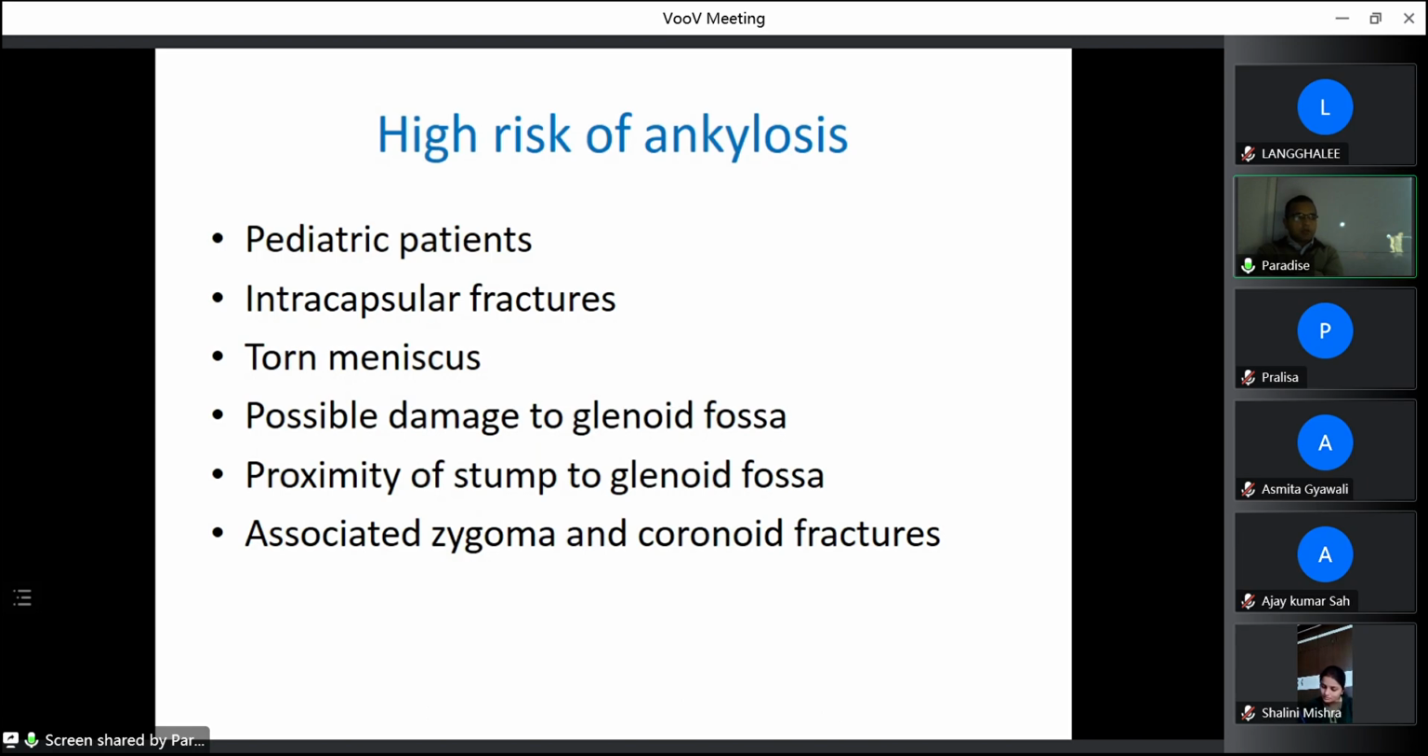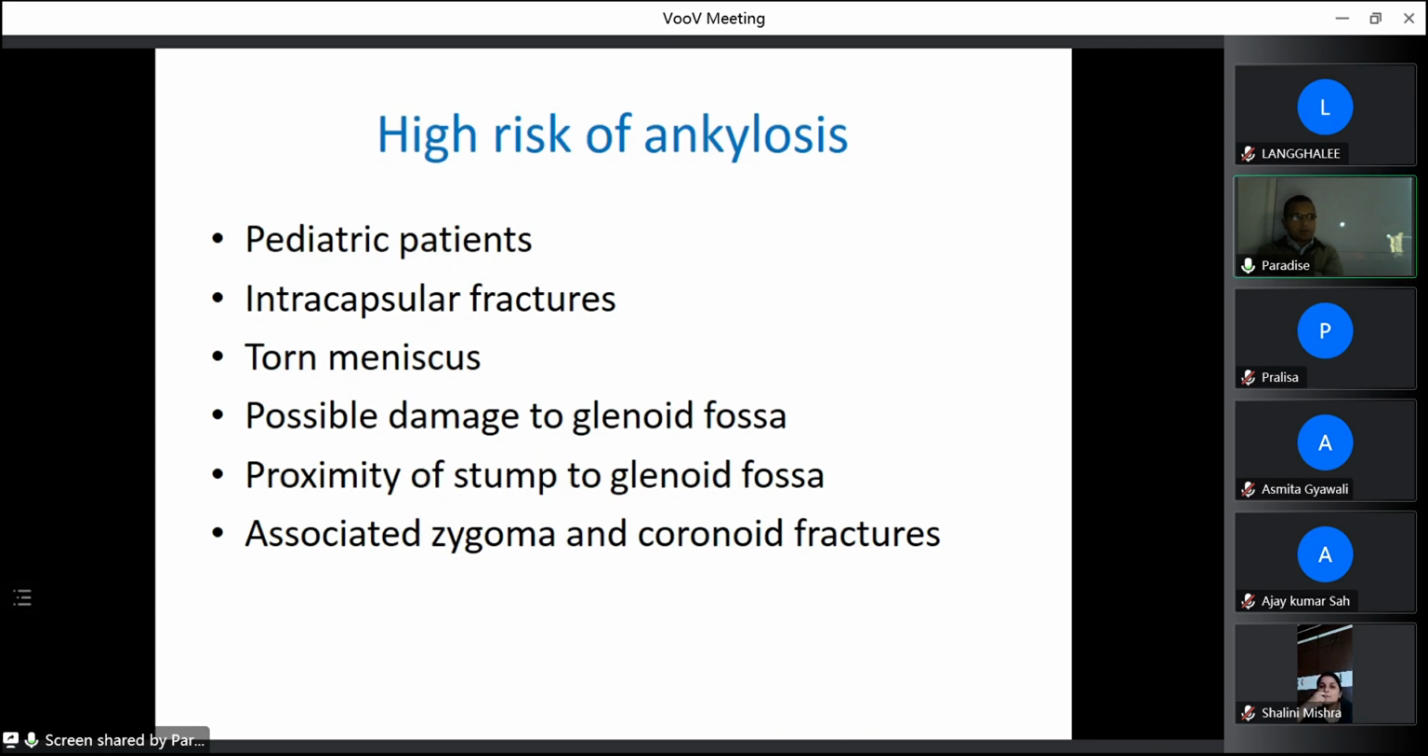Third option is you can use temporalis fascia. Temporalis fascia is placed between the ramal stump and the temporal bone. It will also prevent re-ankylosis or recurrence. Fourth option is you can put temporalis muscle. Temporalis muscle is incised and it is placed between the ramal stump and the temporal bone.